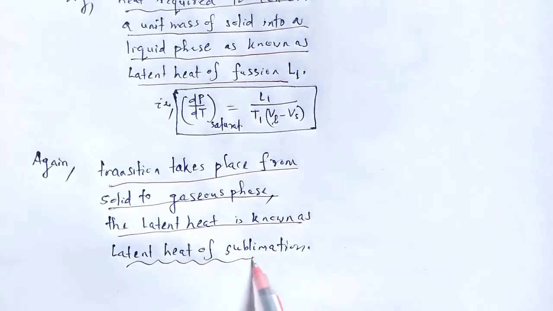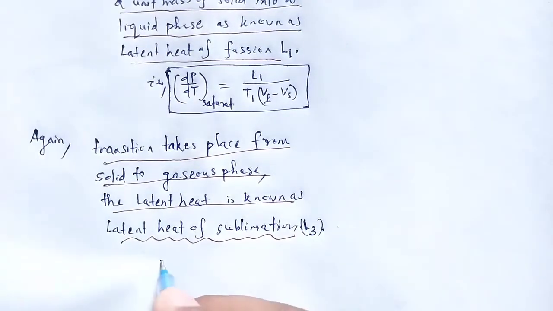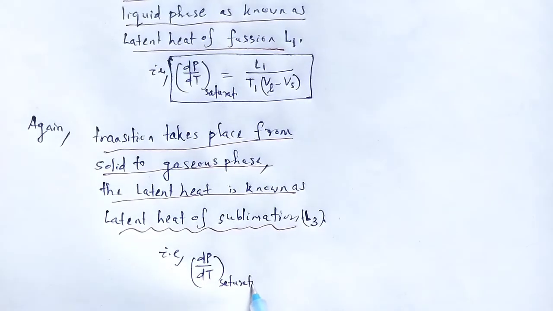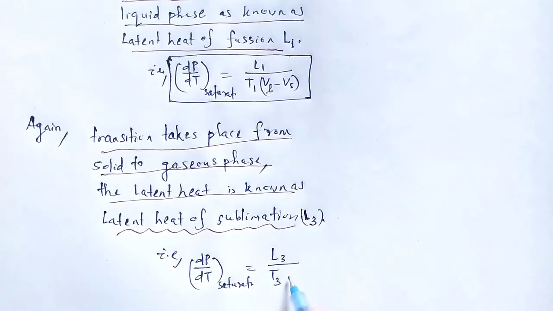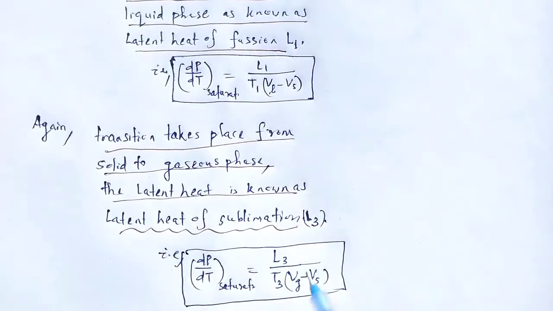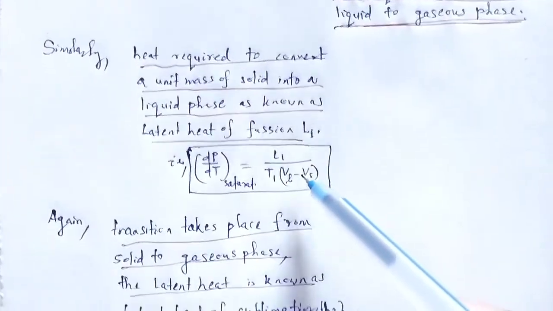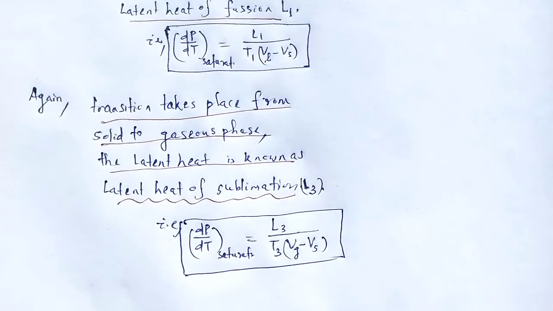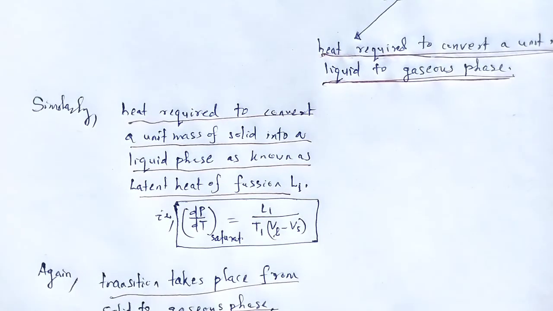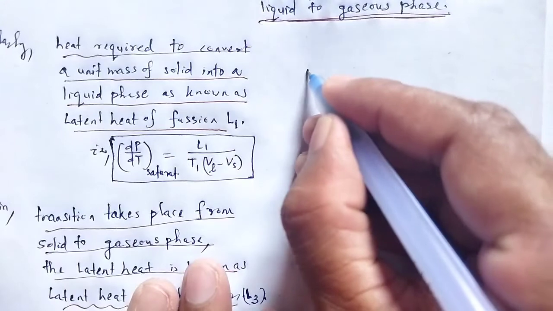The latent heat is known as latent heat of sublimation, L3, and that is given like this: dP by dT at saturation is equal to L3 divided by T3 into (Vg minus Vs). Let us represent the above three equations graphically, as the equations show the slopes of the curves of the respective graphs.